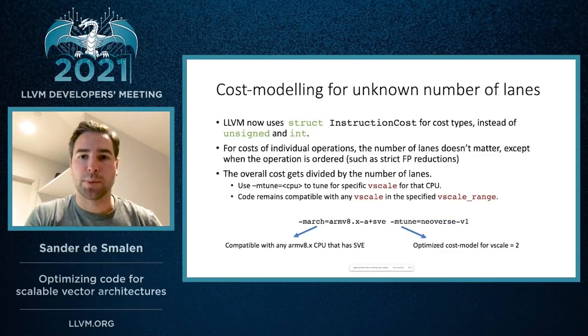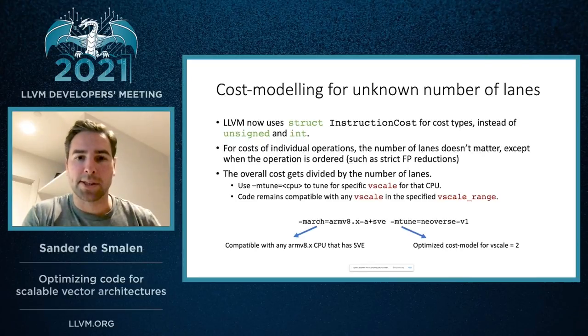Now that we have most of the building blocks, we can look at how the compiler can do cost modeling if it doesn't know the lanes of the vector. First, LLVM uses InstructionCost for the cost types instead of unsigned and int. This type streamlines the cost type used in TTI interfaces and their users, and has the ability to mark a cost as invalid, meaning that it cannot be costed because LLVM cannot handle the operation for the given type. For calculating the cost of an individual operation, for example, the throughput or latency, the number of lanes is often irrelevant. A vector add instruction will have the same throughput or latency regardless of the number of lanes because all lanes can be added in parallel. For strict floating point reductions, the order is important and it may not be able to do anything here in parallel.